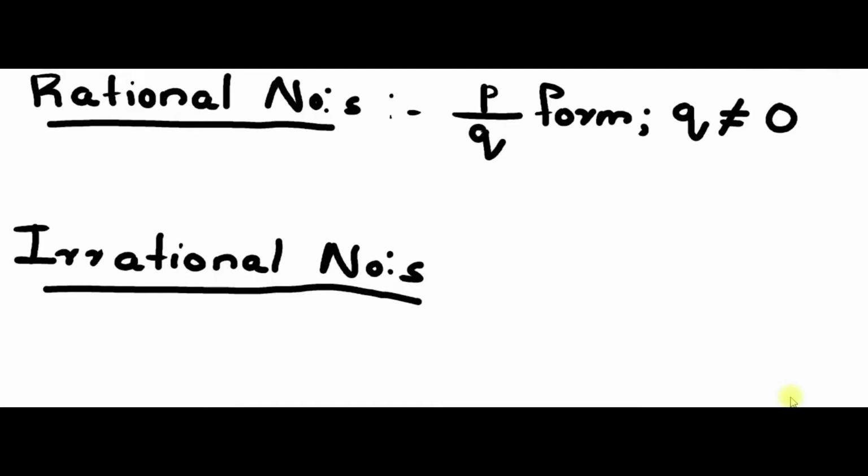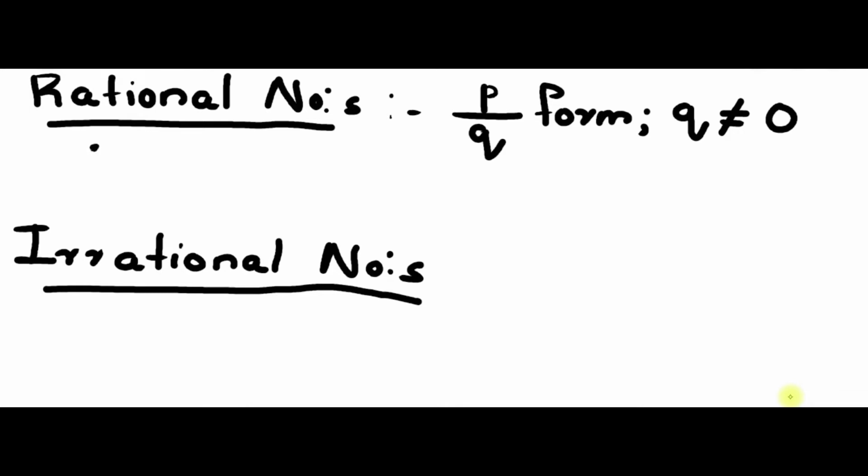In this video, I am going to explain about real numbers. Already we have seen number systems with examples. Real numbers are generally classified into two types, rational numbers and irrational numbers. Then what is meant by a rational number? A rational number can be expressed in the form p by q, where q is not equal to 0.